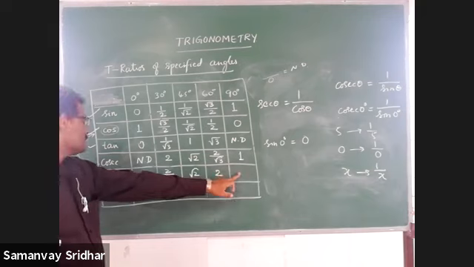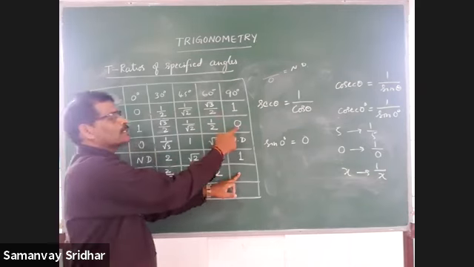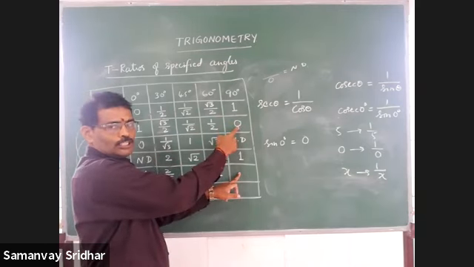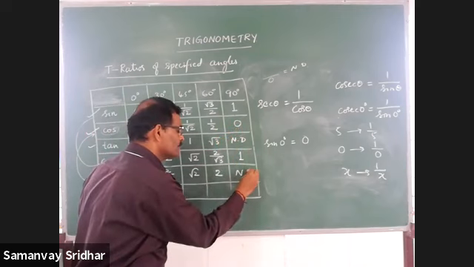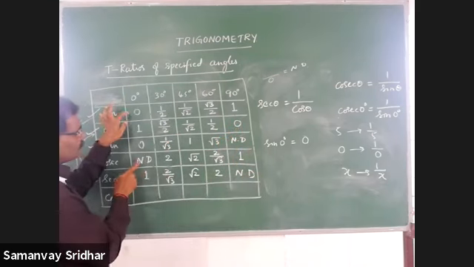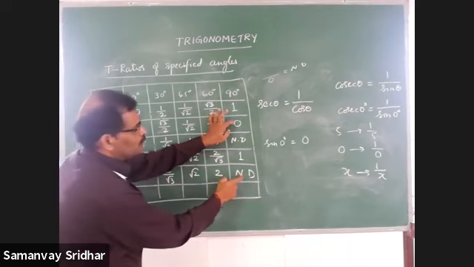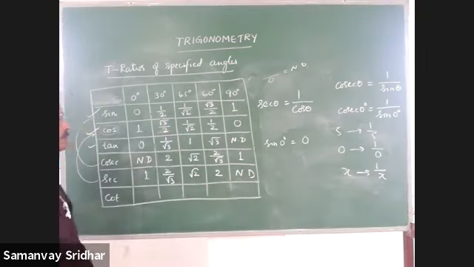Then, what is sec 90? Sec 90 is the reciprocal of cos 90. What is cos 90 you have? 0. What is the reciprocal of 0? Not defined. Sorry, reciprocal of 0 is what? Not defined. Right?